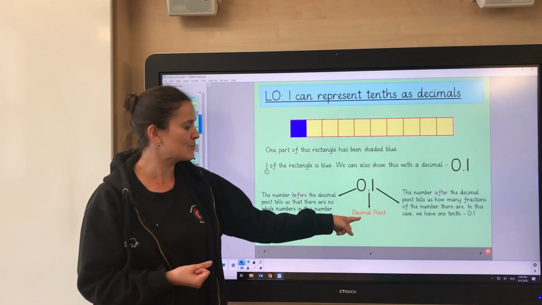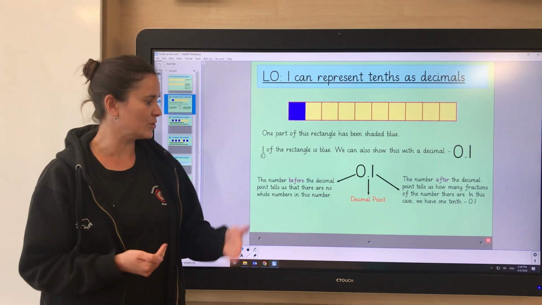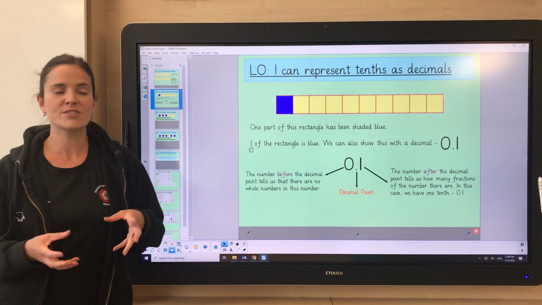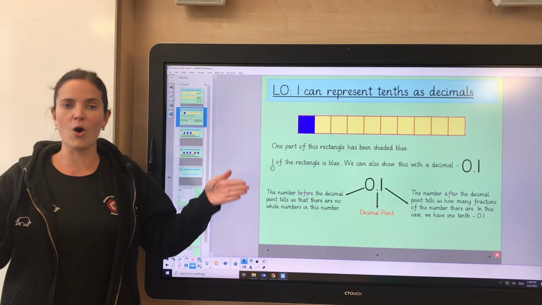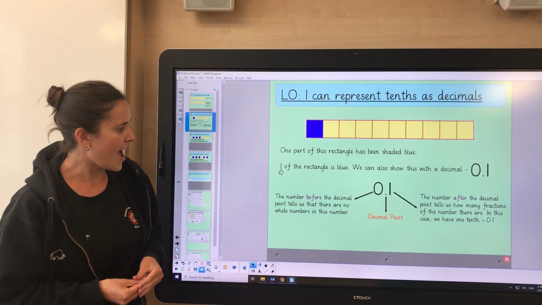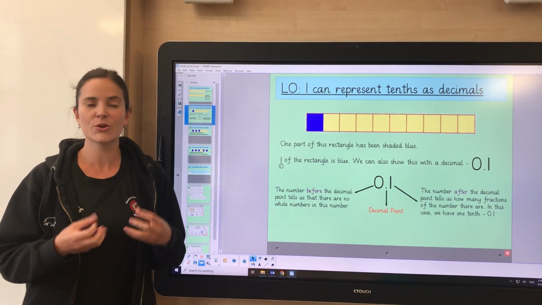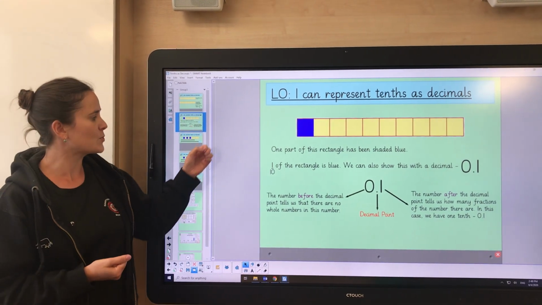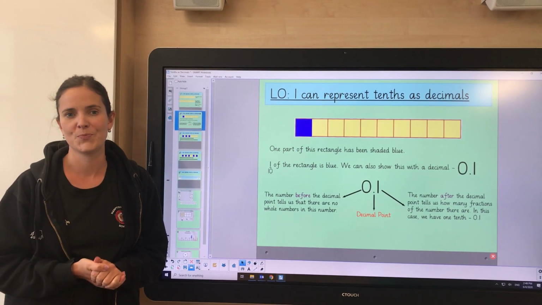You then have the decimal point in the middle, and the number that comes after the decimal, in this case 1, this number shows us how many fractions of the whole are being shown, in this case with blue. And we can see just one section is being represented in blue, and that is why the number after the decimal point is 1, because we have 1/10 of the rectangle shaded in blue.